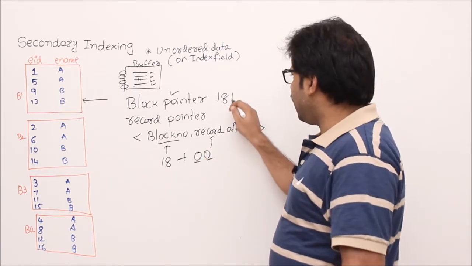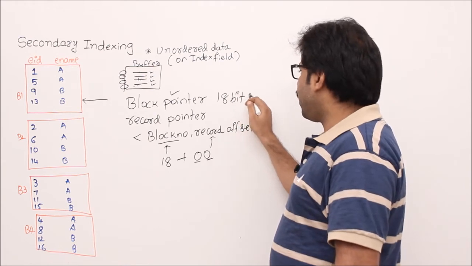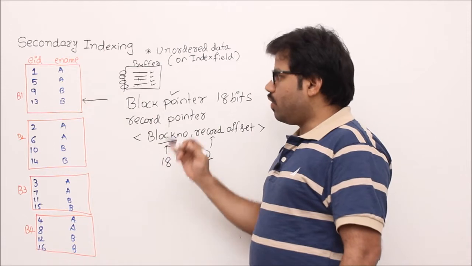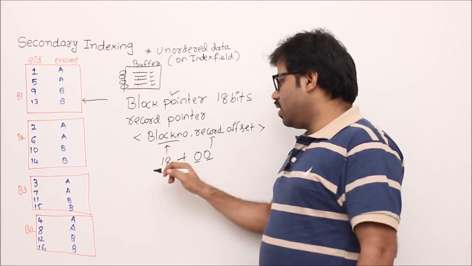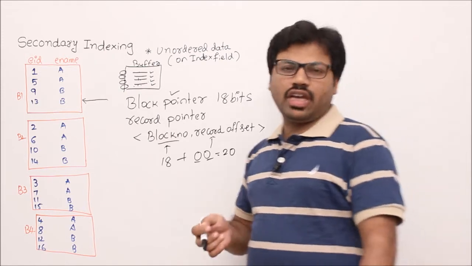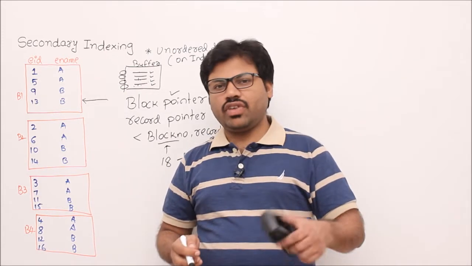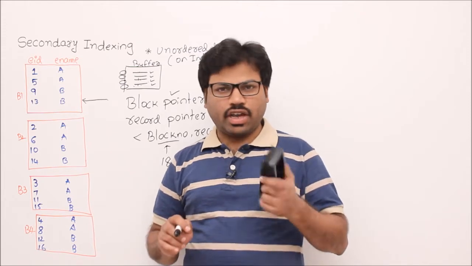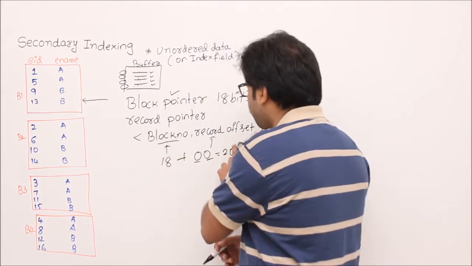So here let's deal with bits. Example, the block pointer is 18 bits. If you have 4 records in each block, to differentiate them we require 2 more bits, then 18 plus 2, 20, in that way. Okay, and do not worry about it. The examiner will give you the size of the record pointer, so we don't need to calculate it. But this is the idea.